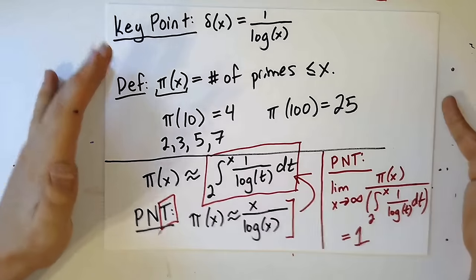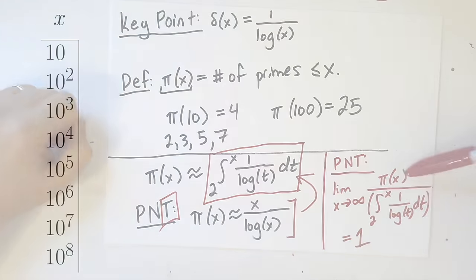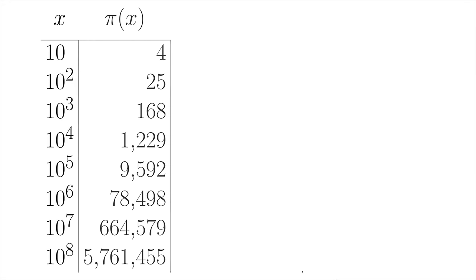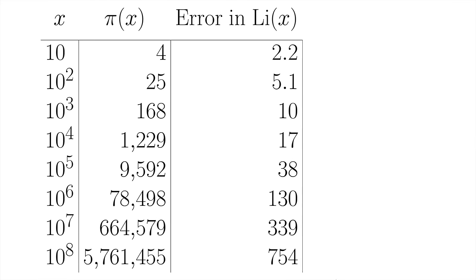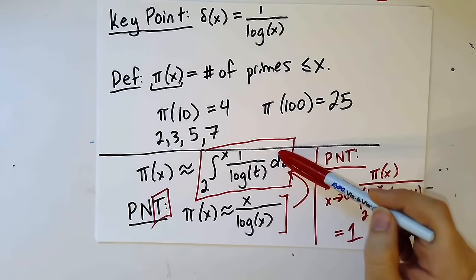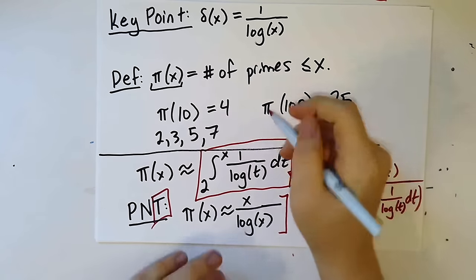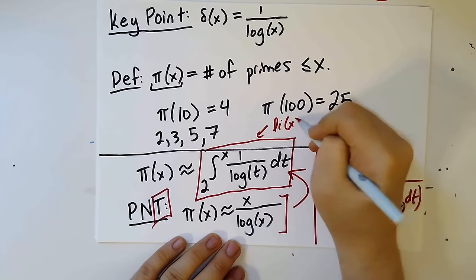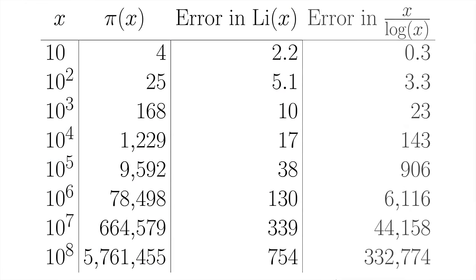And so I'll show you a chart here of x through some powers of 10, pi of x through some powers of 10, and then I'll show you the error in this integral here, which is called the logarithmic integral, and abbreviated, by the way, this thing is often abbreviated as li of x, and the error versus this x over log x. And so the things I want you to take away from this chart are, one, wow, li of x is a way better approximation than x over log x. So if you've internally thought of x over log x, you should probably start thinking of this integral instead as being what the prime number theorem is really saying.